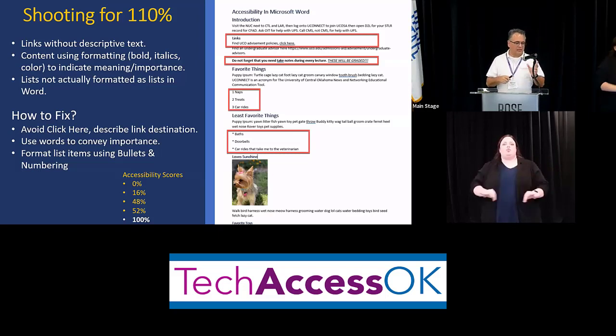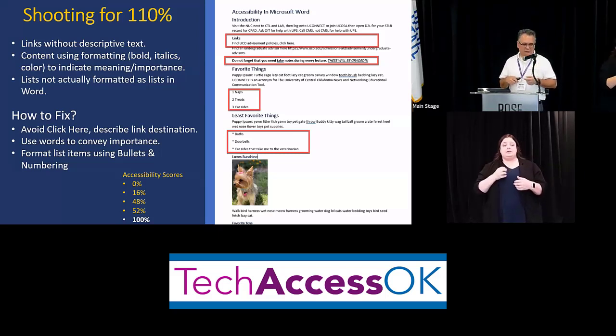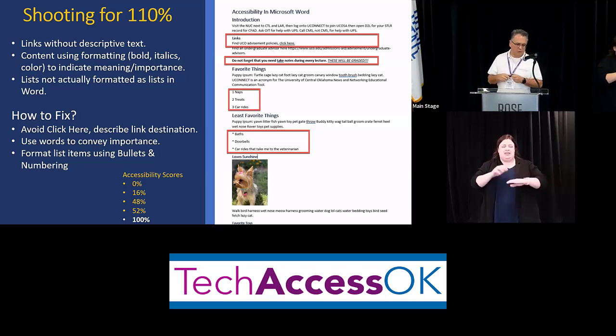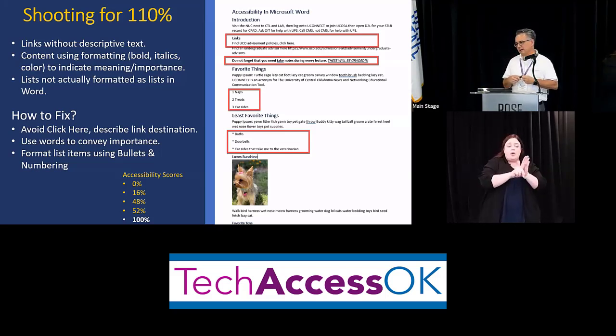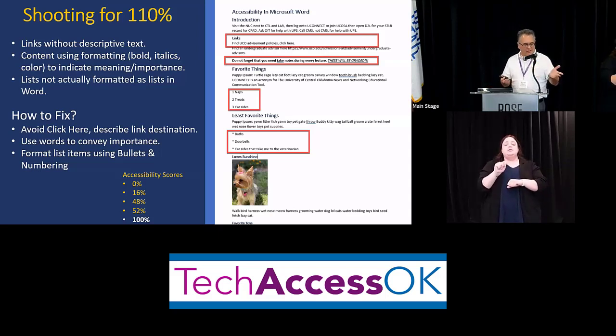I see two sets of lists. Rosie's favorite things are naps, treats, and car rides. Another list, her least favorite things are baths, doorbells, and car rides that take her to the vet. Those look like lists, but they're not formatted as lists. We would actually want to use the tools that are built into Microsoft Word to properly format those as lists. So that's kind of what we're talking about in the how to fix screen.